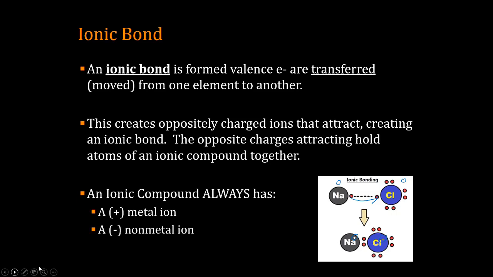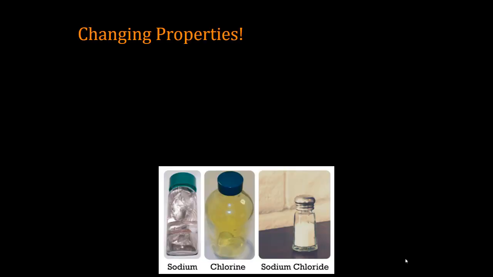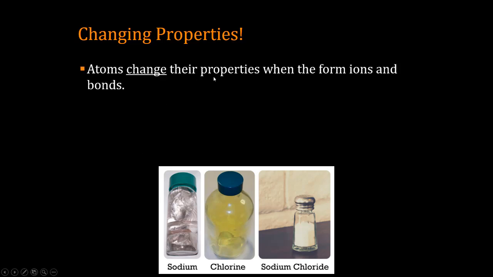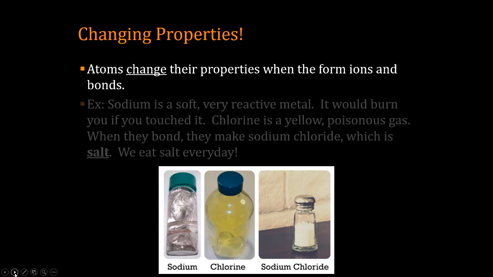An ionic compound then will always have a positive ion and a negative ion, and since we know positive ions form from metals and negative ions form from nonmetals, ionic compounds will be composed of metals and nonmetals. Now, once these two things have transferred electrons, they're no longer the same things that they used to be. Their properties will be different. So atoms change their properties when they form ions and bonds, and so we end up with things we don't start with, although we still have the same nuclei floating around. We haven't had any nuclear changes.